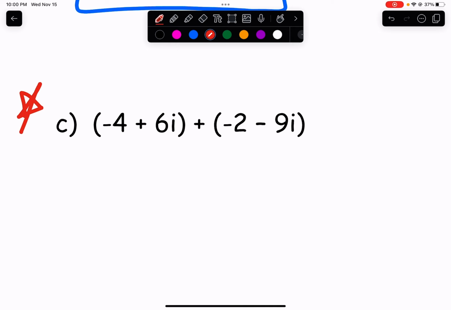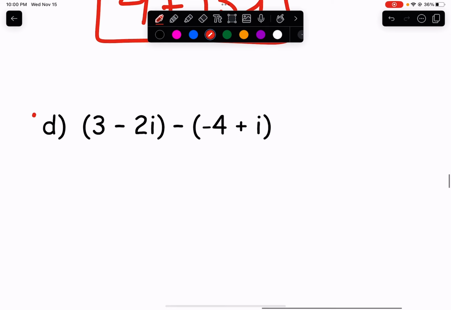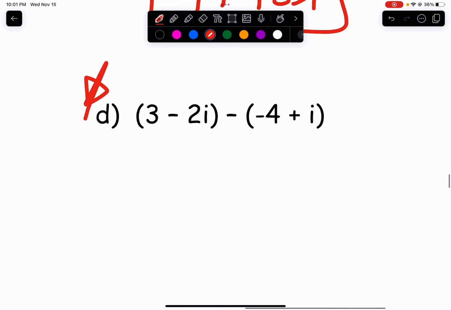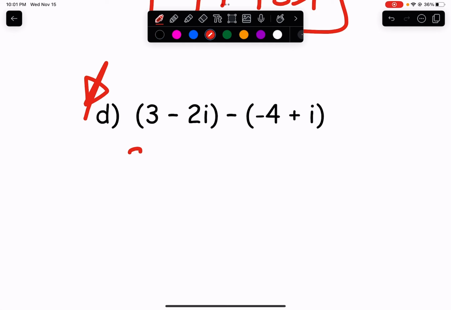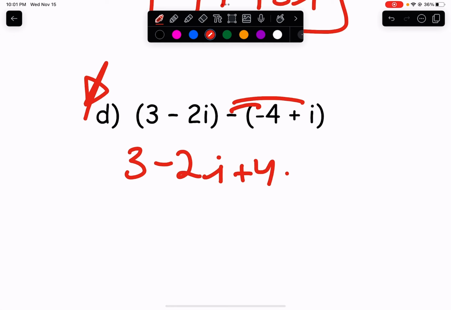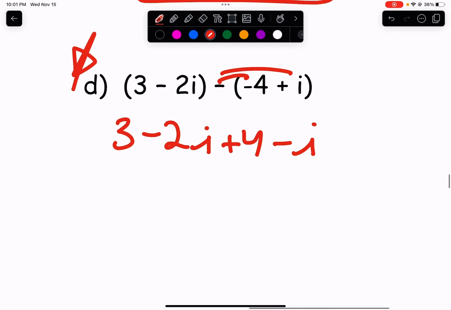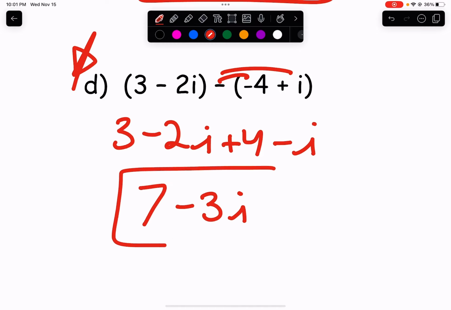So here we just combine our like terms. We get minus 6 minus 3i. Try D. We're going to go ahead and get 7 minus 3i. Oh, I guess I should have shown how I got that. Sorry, I just did that in my head. We have to distribute the negative. We get plus 4 minus i. Then we combine like terms, 7 minus 3i.